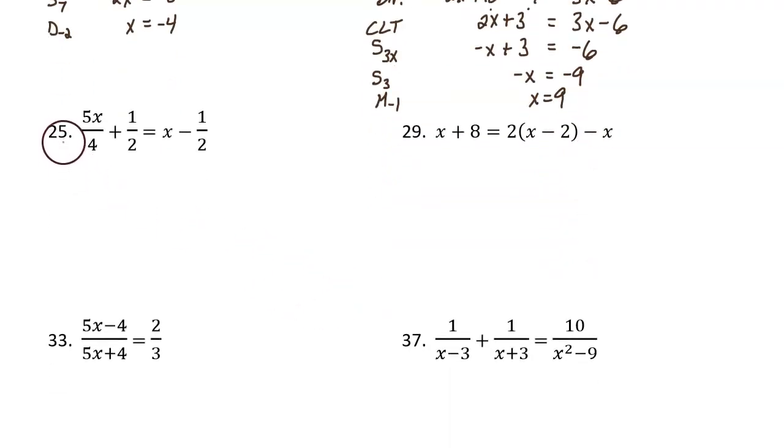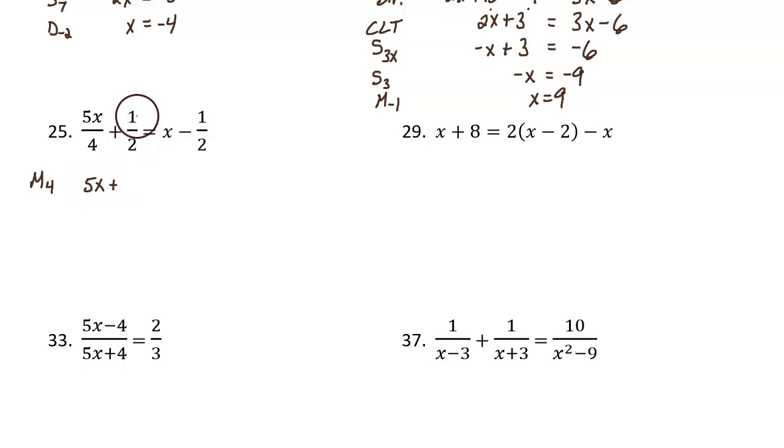Number 25 has fractions. We can do the work with the fractions in the problem, or we could remove the fractions as our first step. That's what I'm going to choose to do. I'm going to multiply all terms by the lowest common denominator, which is 4. Think about what happens when you multiply everything by 4. If you times this by 4, then the 4 you're timesing by will cross-cancel with the denominator, leaving the 5x.